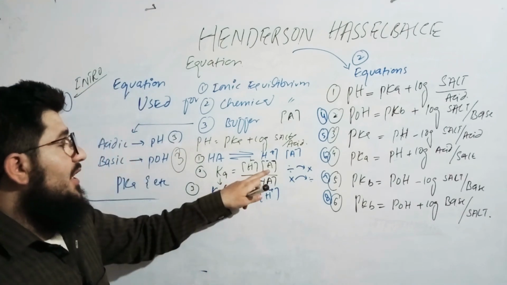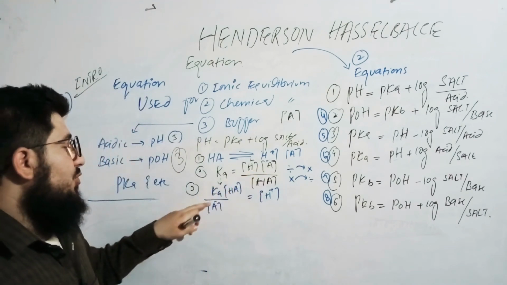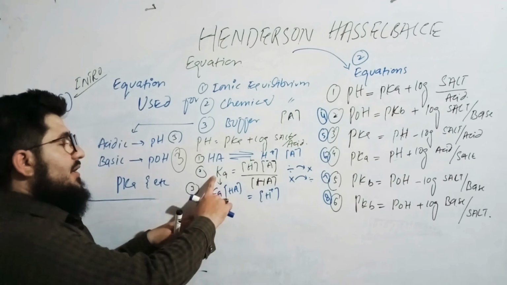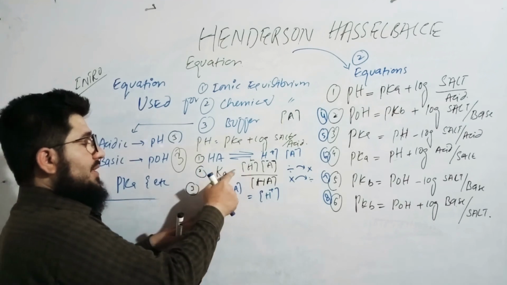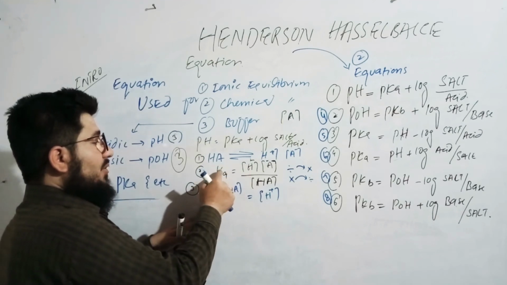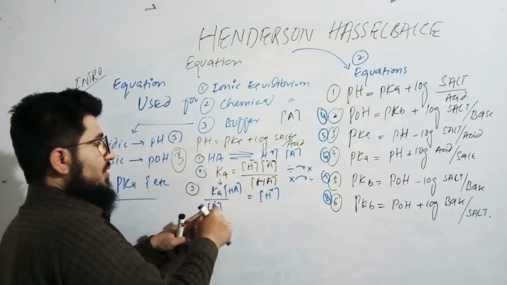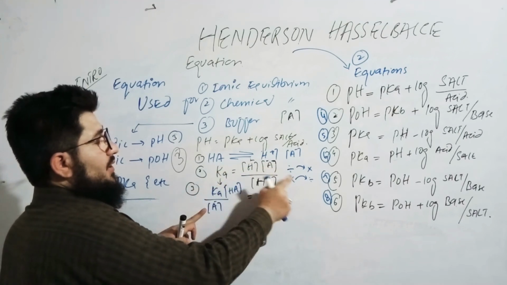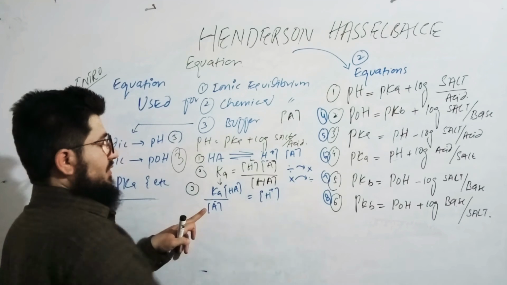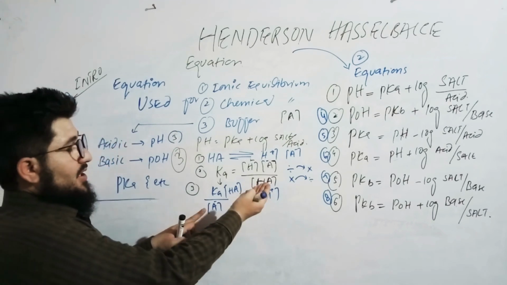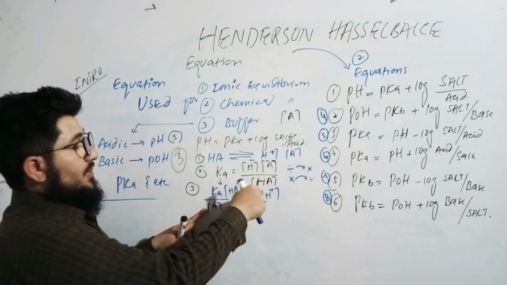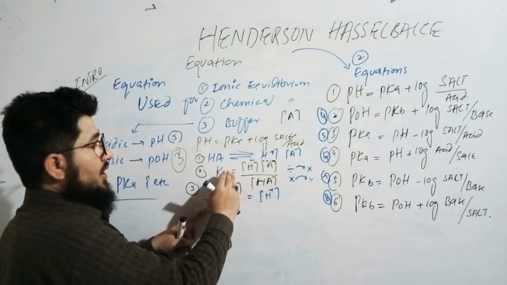So here we have A in the multiplication form, so it will come towards the Ka side, the other side of the equation. Now we will write this A in the division form because it was in the multiplication form. Remember, multiplication will be converted into division, and the same is the case here. HA is in division form here at this side of the equation.